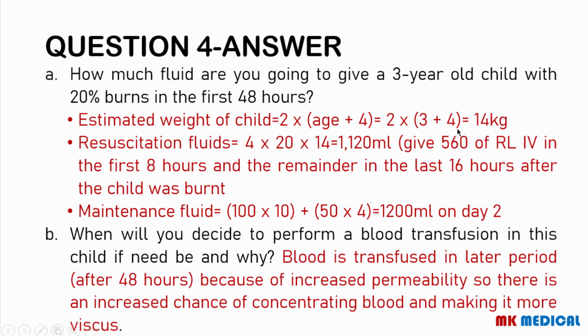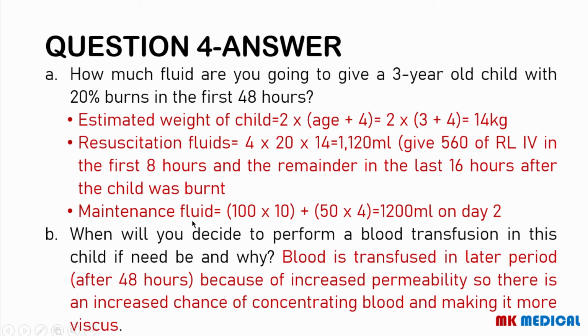Then, of course, maintenance. Remember, in the first 10 kg, you multiply that by 100. The next 10 kg, you multiply that by 50. And the remainder is multiplied by 20. So 10 kg multiplied by 100. So it means we're only left with 4 kg because this child is weighing 14 kg. So 50 multiplied by 4, and you sum the answers, and you get a total. That's 1,200 mils on day 2. So this is Ringer's lactate given as intravenous, and then you could add some dextrose to this regimen on the second day because the child may not necessarily be eating.